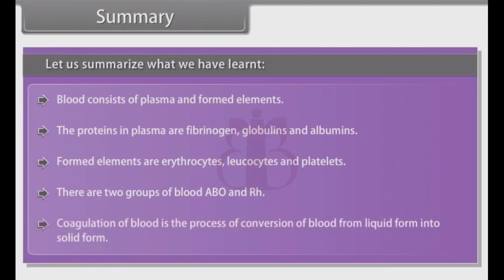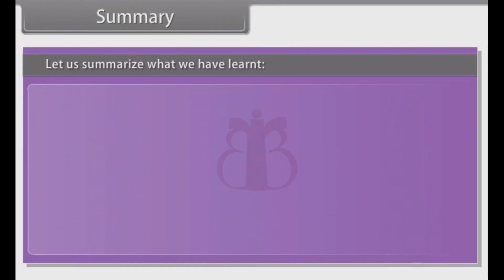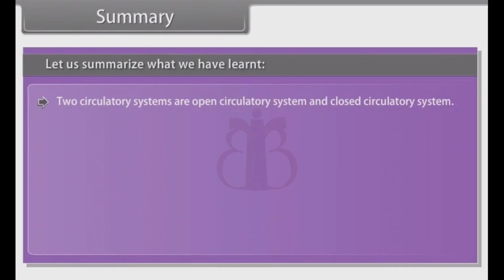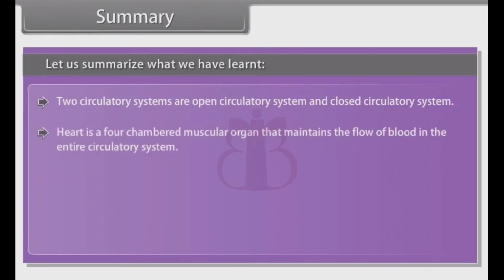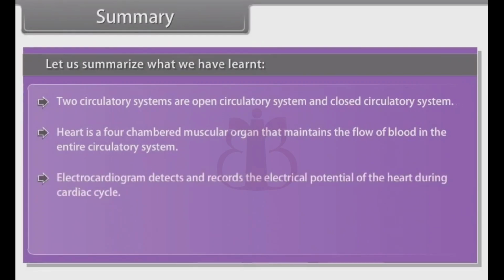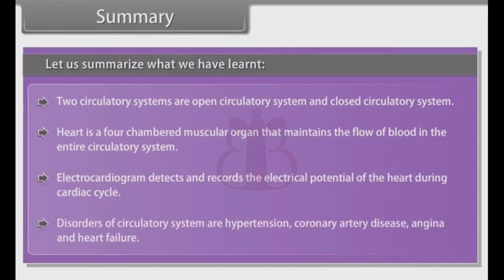Coagulation of blood is the process of conversion of blood from liquid form into solid form. The two circulatory systems are the open circulatory system and the closed circulatory system. The heart is a four-chambered muscular organ that maintains the flow of blood in the entire circulatory system. An electrocardiogram detects and records the electrical potential of the heart during the cardiac cycle. Disorders of the circulatory system are hypertension, coronary artery disease, angina and heart failure.